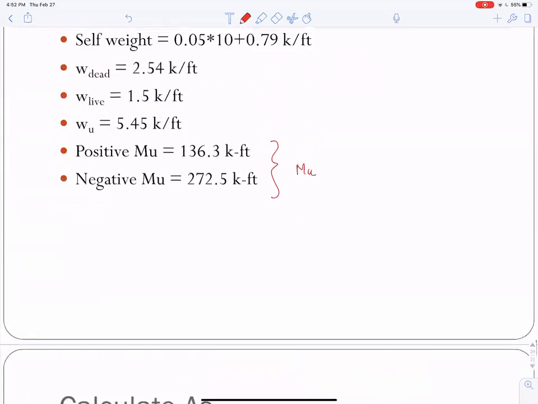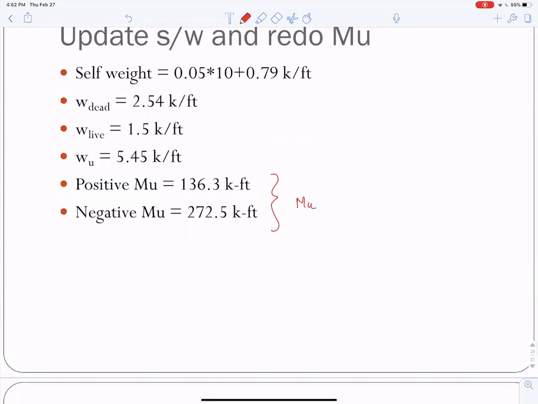Okay, next we're going to calculate area of steel. I'll do that in another video. This one's getting long.